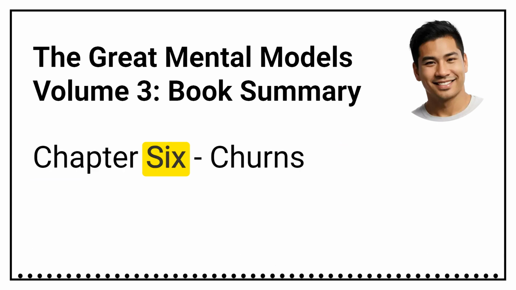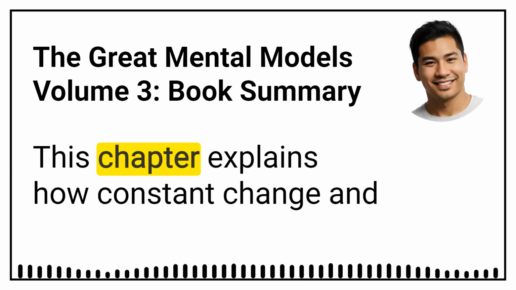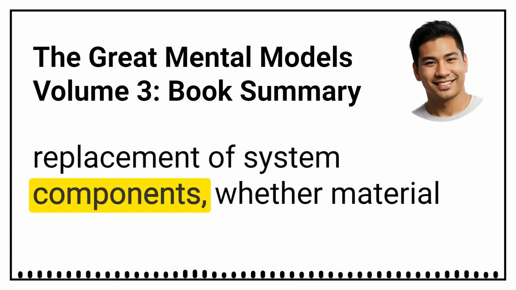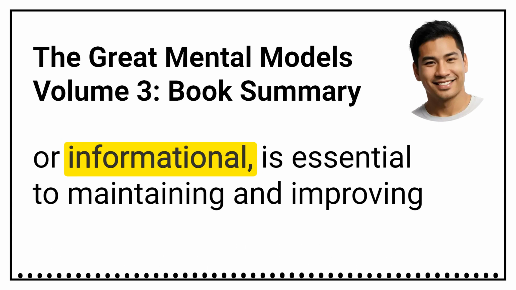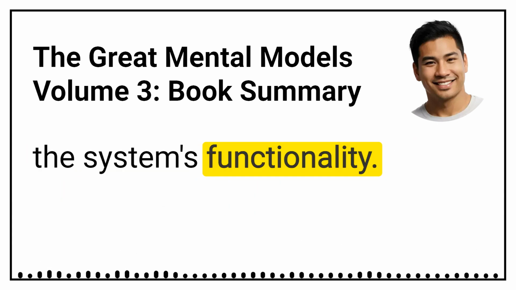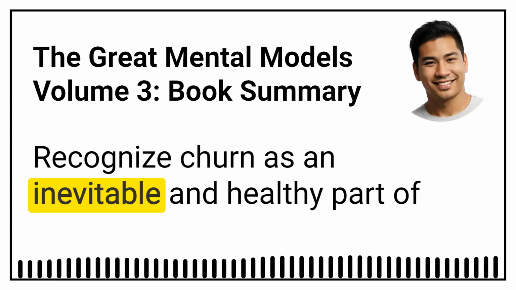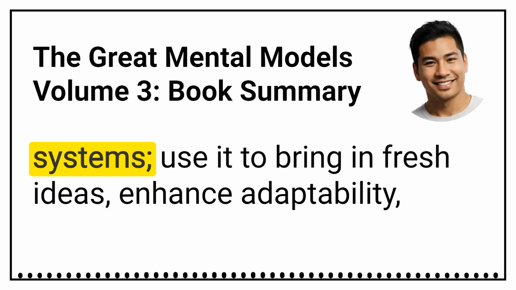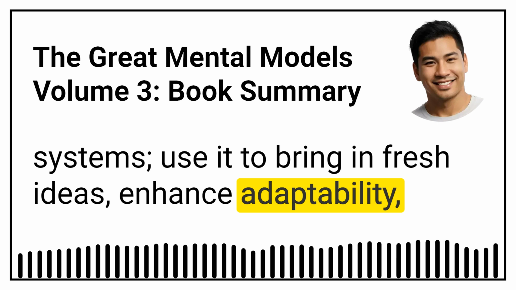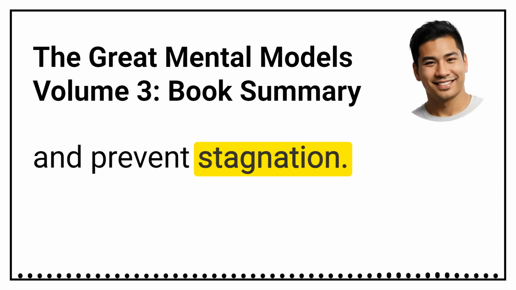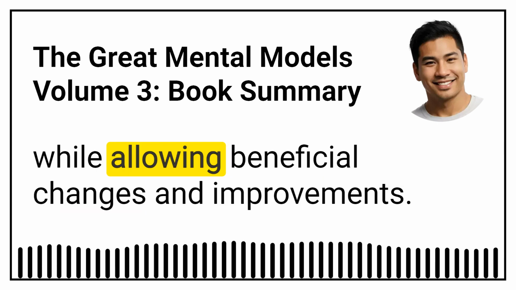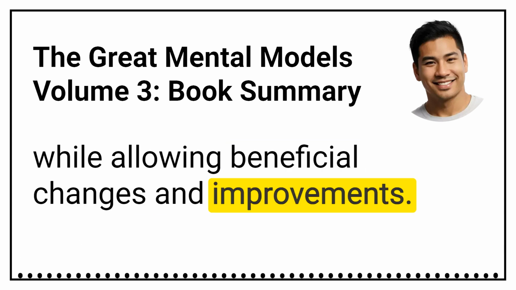Chapter 6. Churn. This chapter explains how constant change and replacement of system components, whether material or informational, is essential to maintaining and improving the system's functionality. Recognize churn as an inevitable and healthy part of systems. Use it to bring in fresh ideas, enhance adaptability, and prevent stagnation. Aim to balance turnover to retain core stability while allowing beneficial changes and improvements.